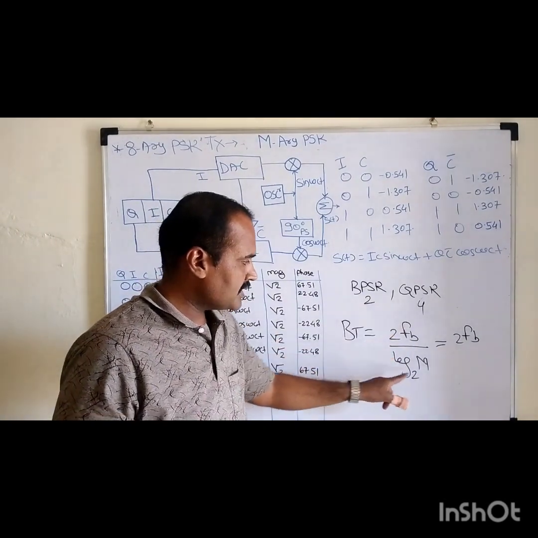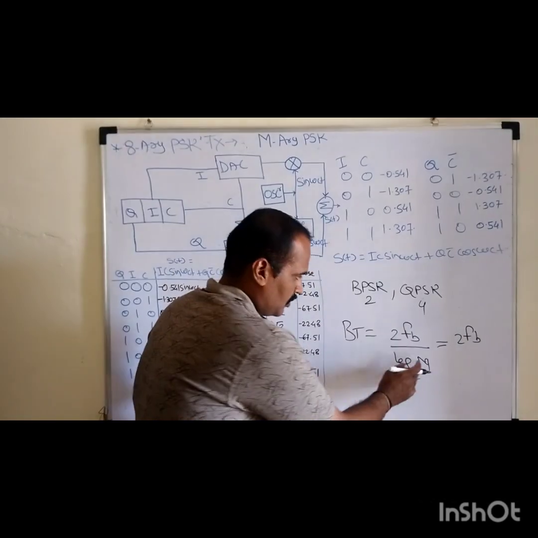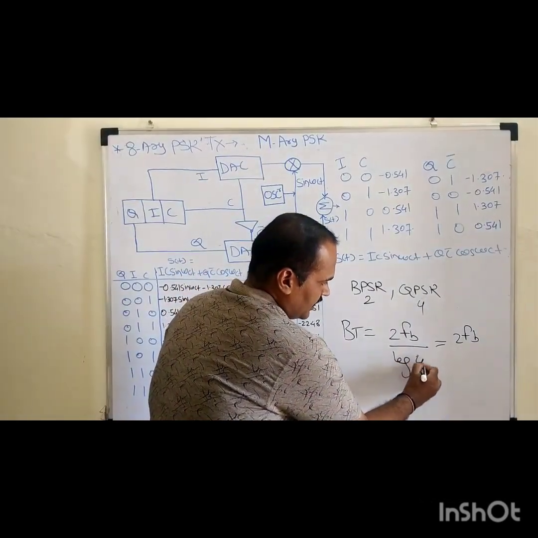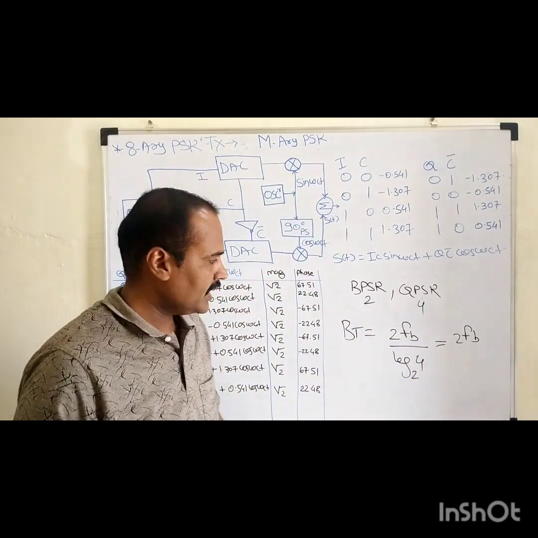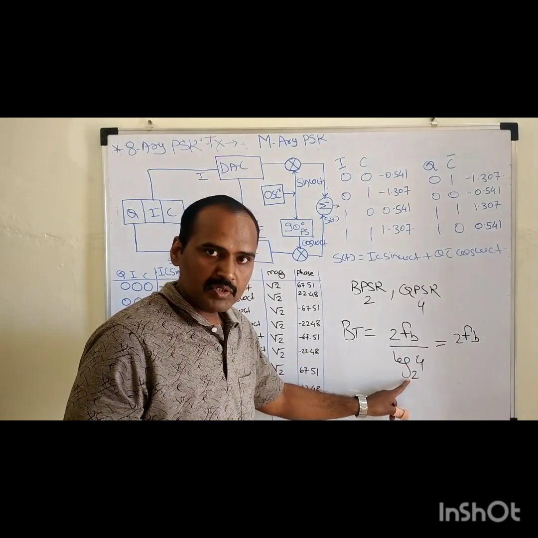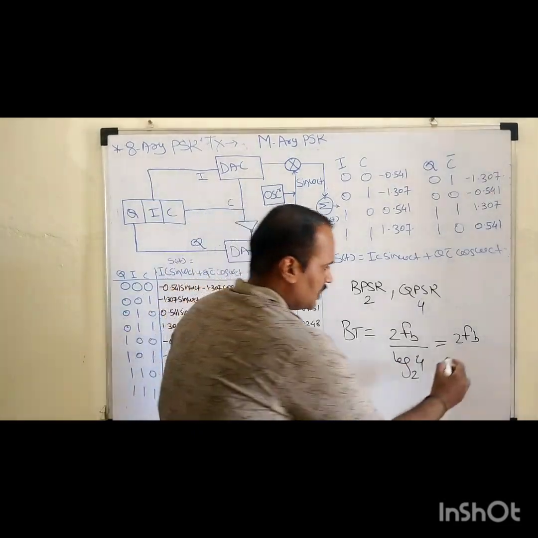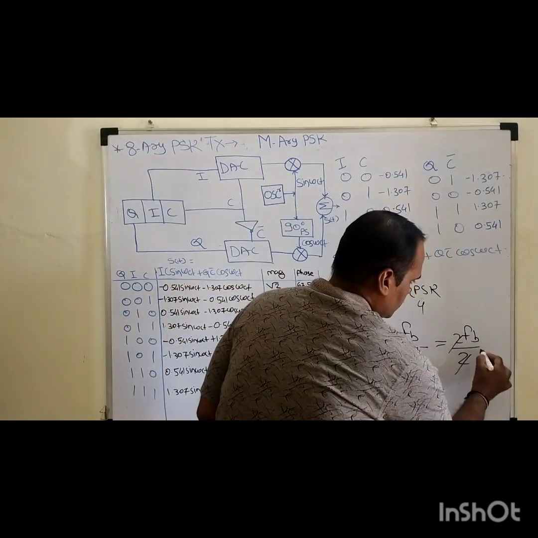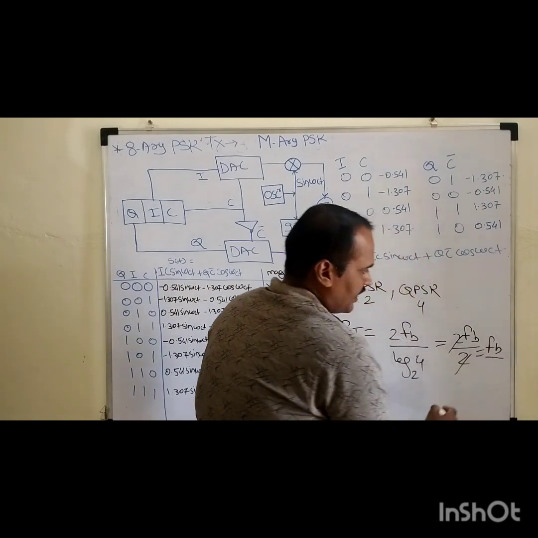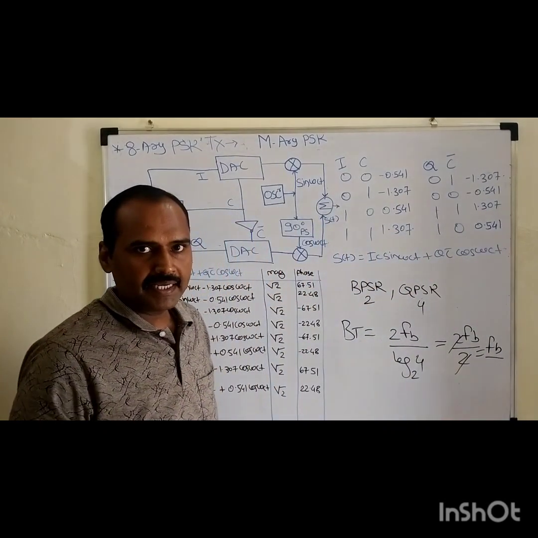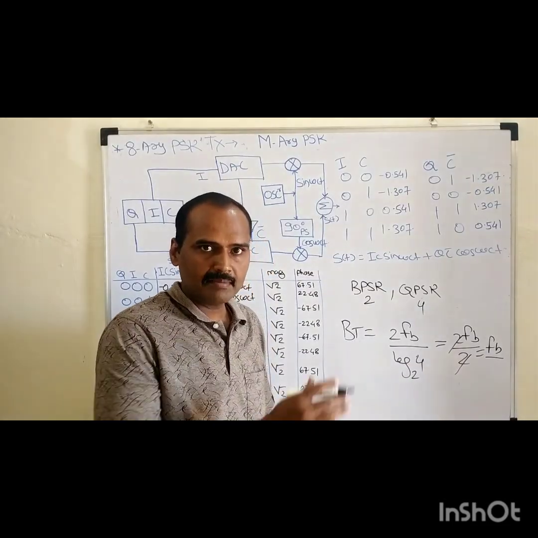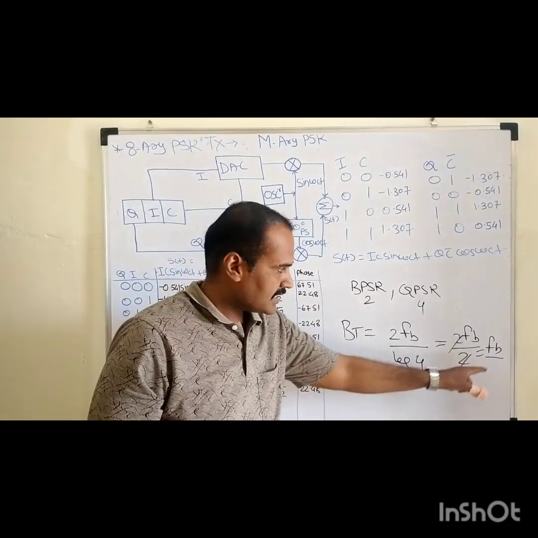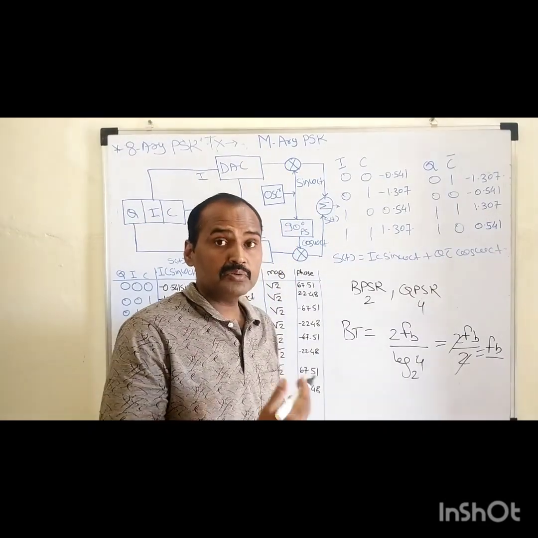Similarly, in QPSK, M equals 4, so log 4 to the base 2 equals 2. It becomes 2 FB upon 2, so this 2 gets cancelled. Again, as compared to binary phase shift keying, in quadrature phase shift keying the bandwidth is minimized, equal to FB as compared to 2 FB.